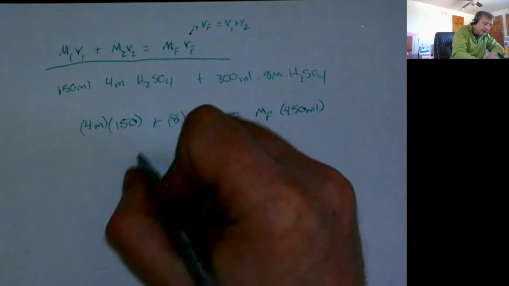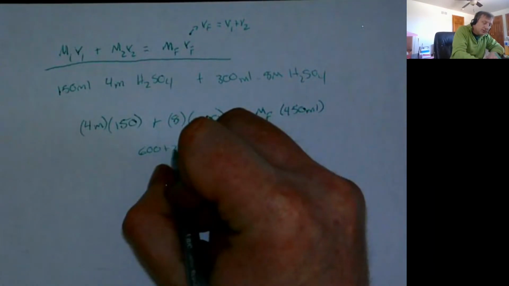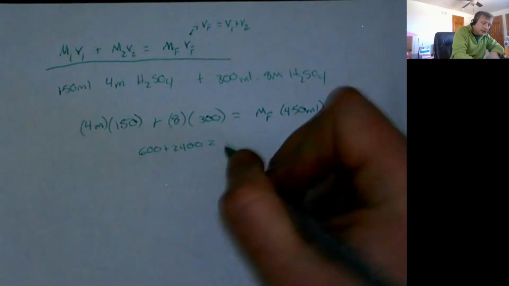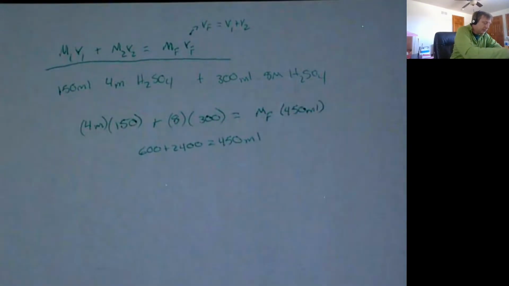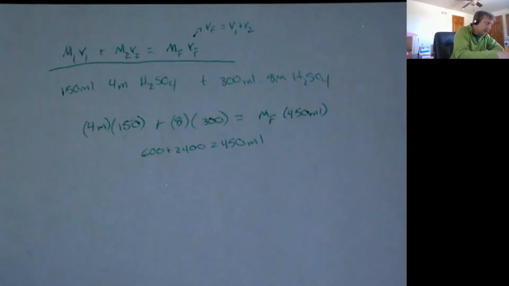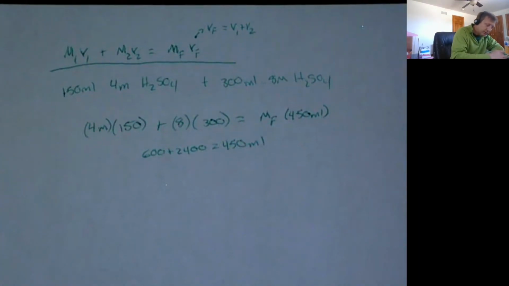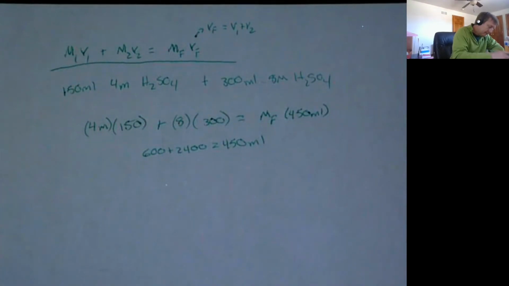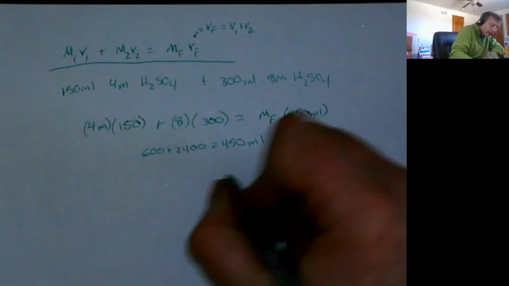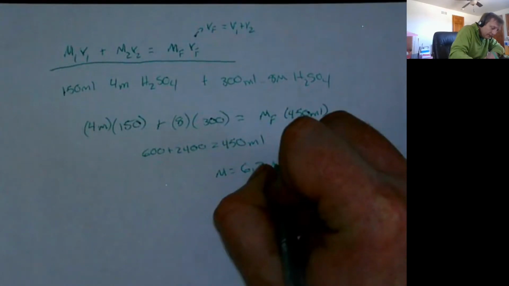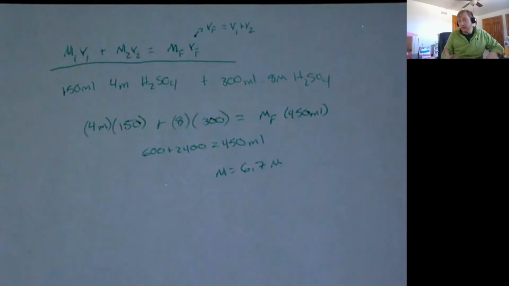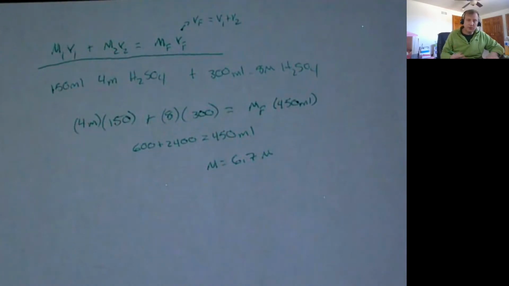We just have to solve it. So I've got 600 plus 2400 equals the final molarity times 450 milliliters. And so I'm going to end up with 3,000 divided by 450, which I should be able to do in my head, but I am a little slow today. So we're going to depend on the calculator. And we're going to have a molarity at the end of 6.7. And that would be the answer. That would be the final molarity of our solution.